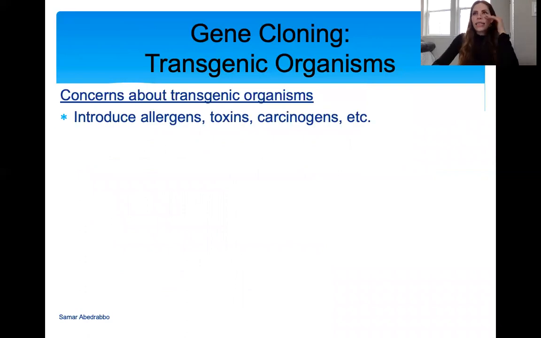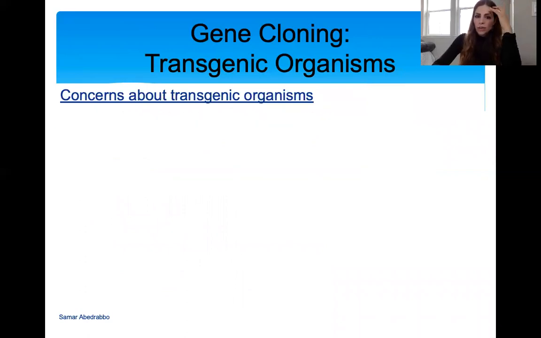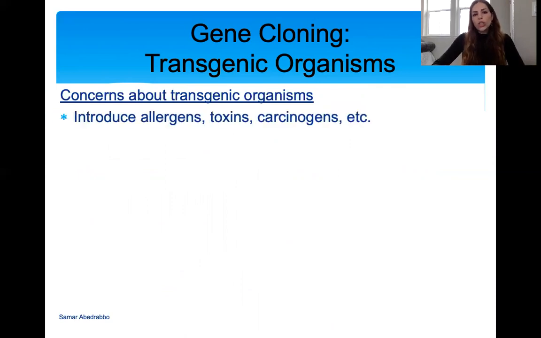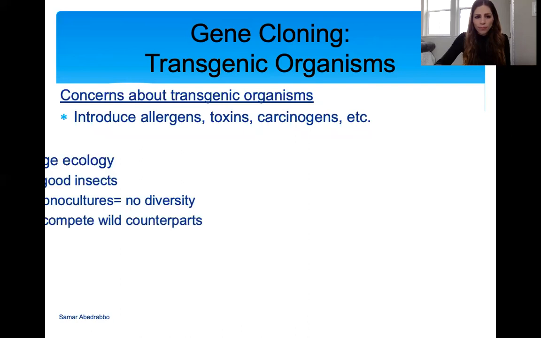There you can see all the benefits of transgenic organisms, and I just talked about a few. There are so many more examples in plants and animals and bacteria of beneficial things we've done and are continuing to do for society using gene cloning, but there are a lot of concerns with transgenic organisms. Could you introduce allergens, toxins, carcinogens by doing all this gene cloning? Are you accidentally going to, by inserting a gene, make a toxin or make something that causes cancer?